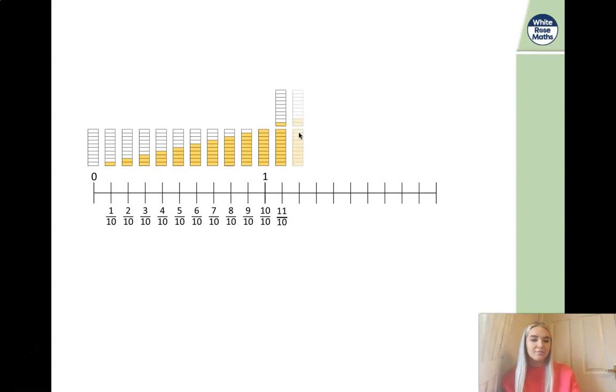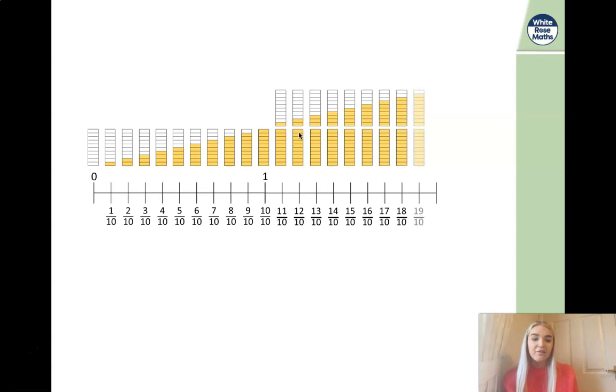I could increase this by 1 and add 1 extra one. And this time I can see that I've got 12 yellow parts that are shaded in. So that would be 12/10. And I could increase this and show 13, 14, 15, 16, 17, 18 and 19/10. Now, what would happen if I added on this final yellow part of my bar model and I shaded that in?